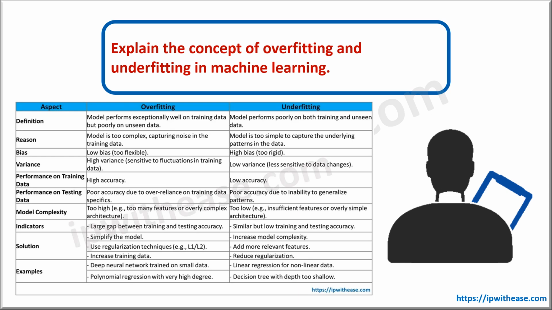Underfitting, on the other hand, performs poorly on both training as well as unseen data. It is too simple to capture the underlying pattern in the data. It has high bias and low variance. Some of the examples of overfitting are a deep neural network trained on small data or polynomial regression with very high degree. And examples of underfitting are linear regression for non-linear data or a decision tree with depth too shallow.